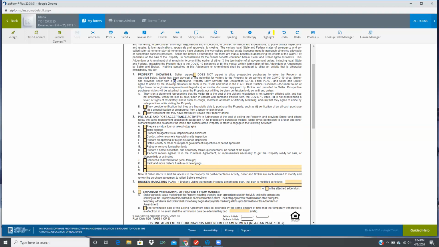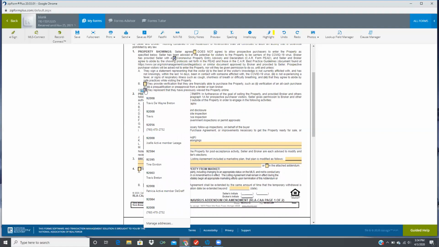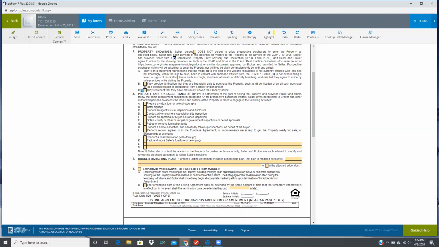If they are agreeing to allow people into the home to view, to do inspections, so on and so forth, they can condition the viewing upon some of these other things. B, saying that if they provide verification that they're financially able to purchase the property, if they represent that they have previously viewed the property online. So these would be some additional requests from the sellers in order to view the property. The main one is that they're agreeing to the PEAD, which we'll go over next.